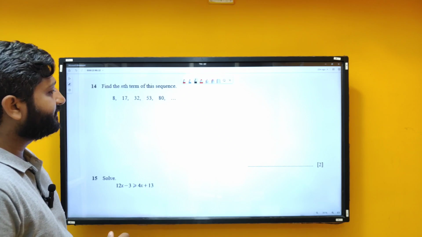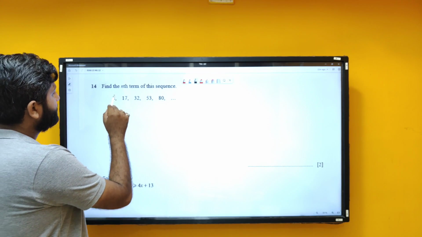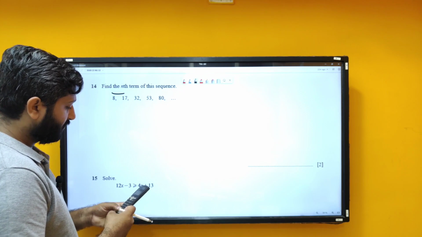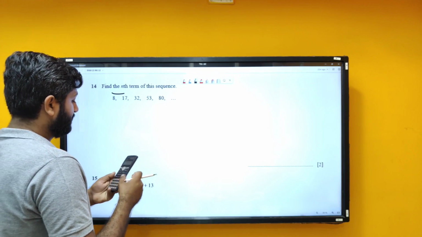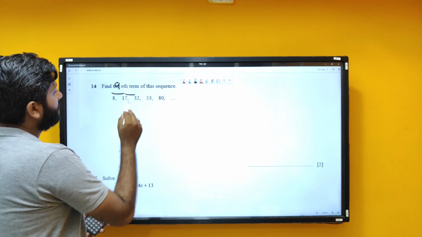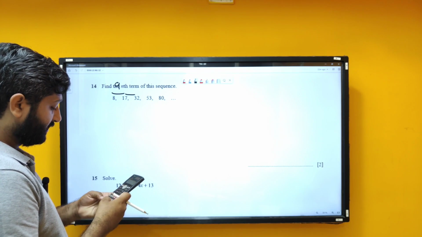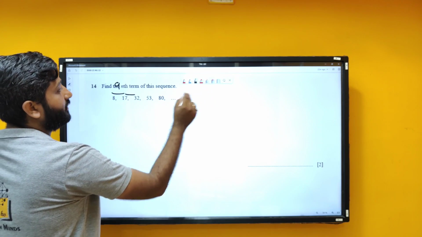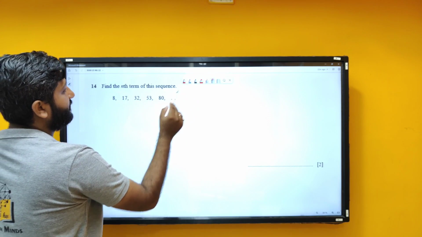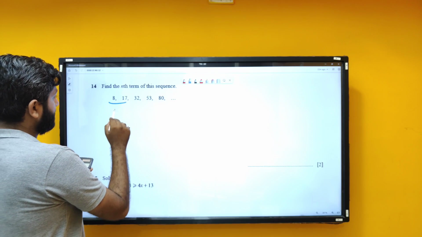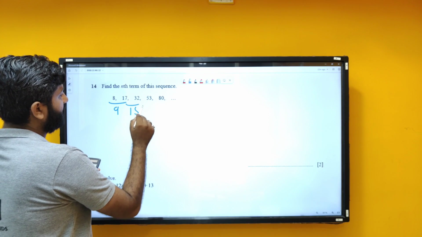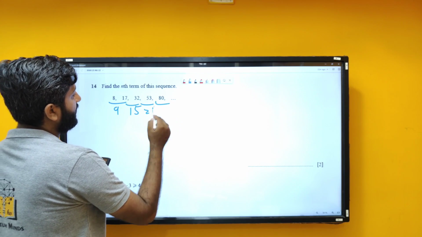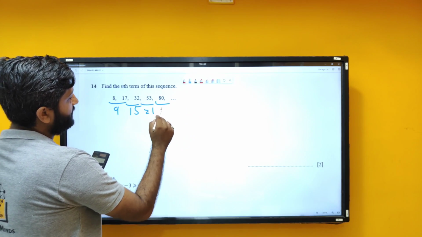Next, find the nth term of this sequence. Okay, we are supposed to find the nth term of the sequence. So first let me find the difference. The difference is 17 minus 8, which is 9. Here the difference is 32 minus 17, which is 15. Let me write the differences here: 9, 15, then 21 and 27.